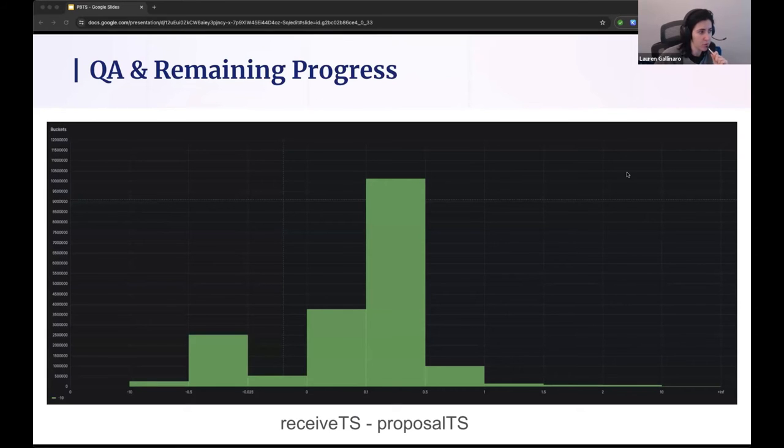I have two more slides, this and the next slide, with some preliminary QA results in terms of the expected message delay of a network. I believe this is including latency as well in some of the tests, but is Hernan on the call?